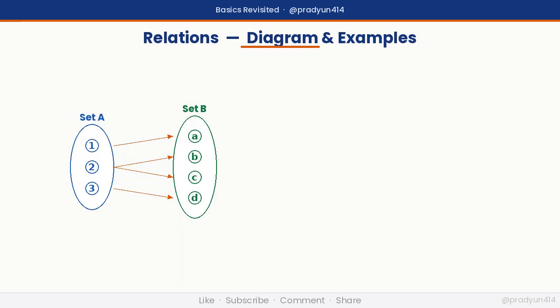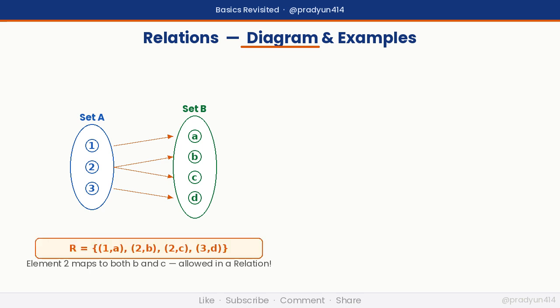Let us look at a diagram. Set A has elements 1, 2, and 3. Set B has elements a, b, c, and d. The arrows show which elements are related. Notice that element 2 maps to both b and c, and that is perfectly allowed in a relation. So R equals the set of pairs (1, a), (2, b), (2, c), and (3, d).